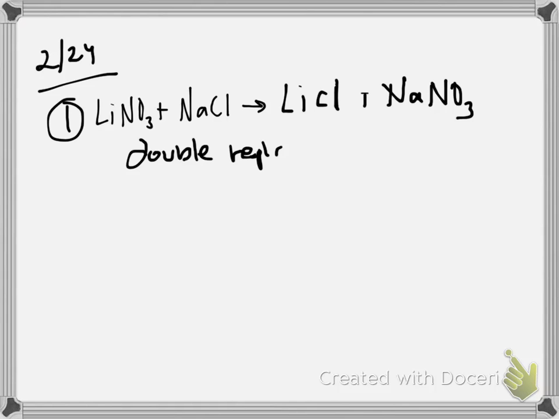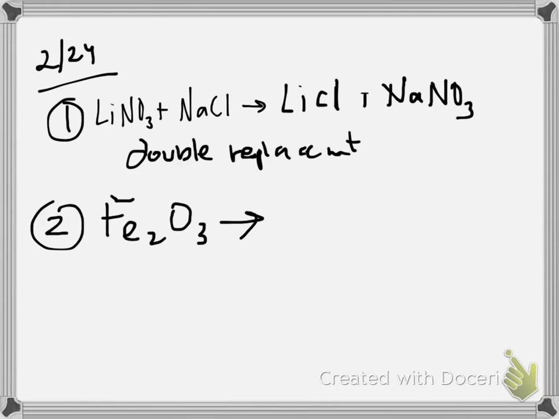You can say double displacement. That's acceptable as well. My writing is really bad with this particular stylus. My apologies. Most people got that. That was pretty easy. That was a good one. Number two, you're given Fe2O3, iron oxide. You only have one reactant. Anytime you only have one reactant, there's only one kind of reaction that can happen. Decomposition.